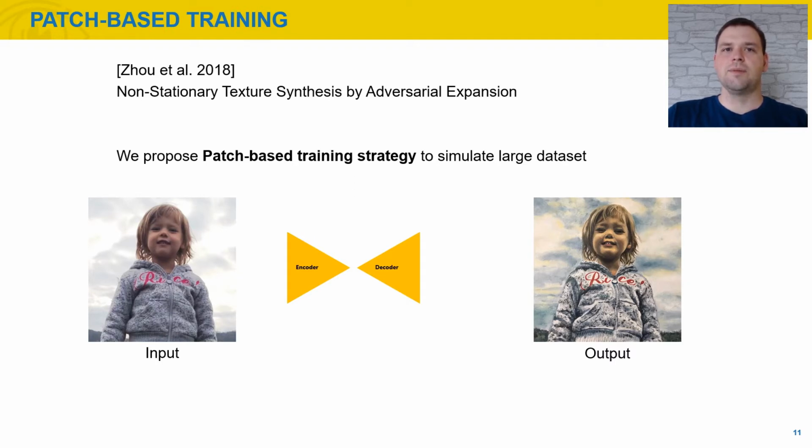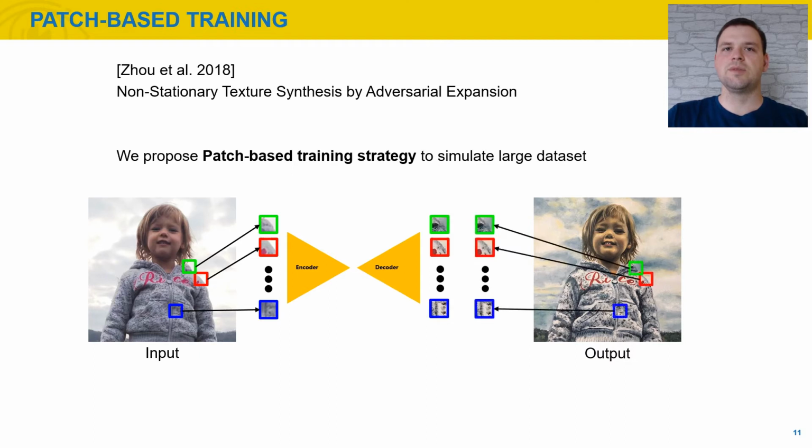From the input image, we randomly sample small patches. We run the patches through the network. We sample the patches from the same corresponding locations from the output image, and we compute the loss between these patches and we backpropagate the error.